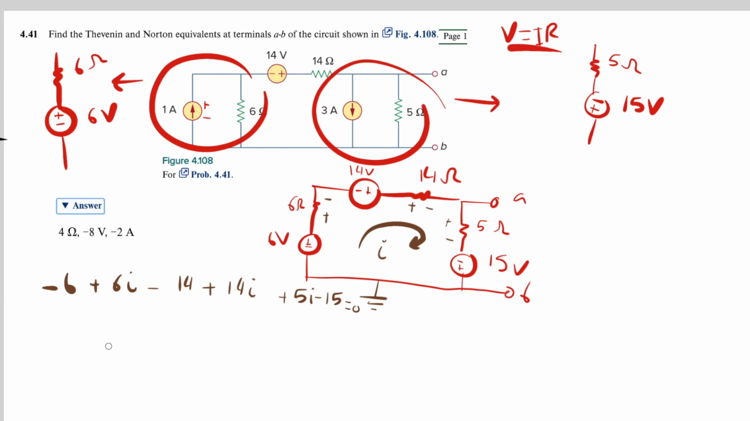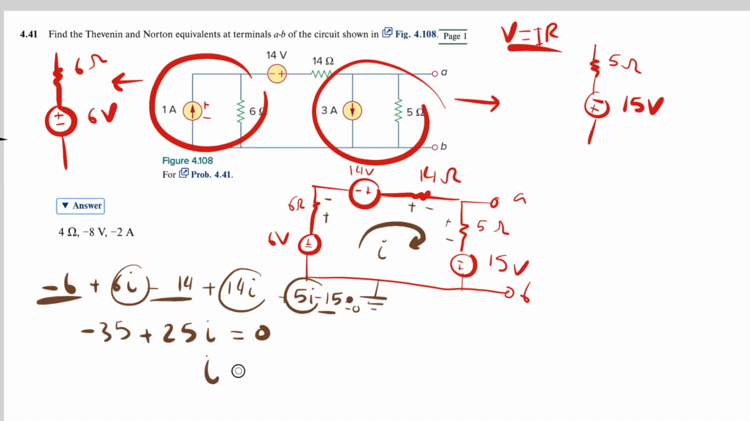So now reduce this. What would you have? You have minus 6, minus 14, and minus 15, so minus 35, and then 6, 14, and 5, plus 25I equals 0. So I is equal to 35 over 25, and that is 1.4 amperes. We found now the current in this loop.